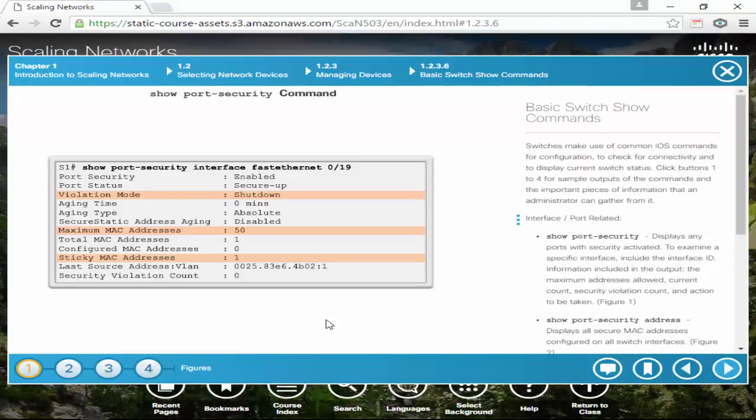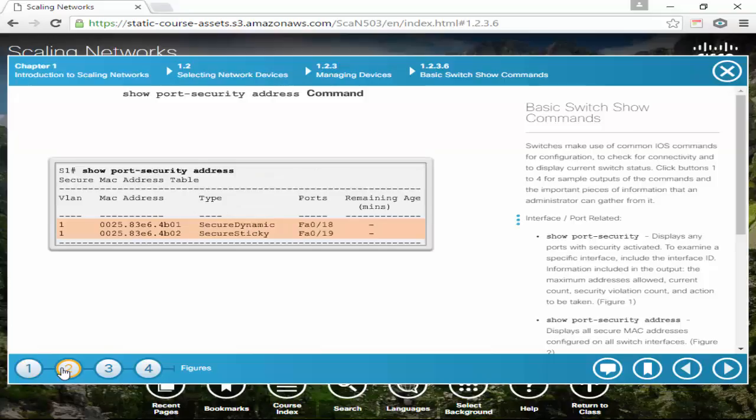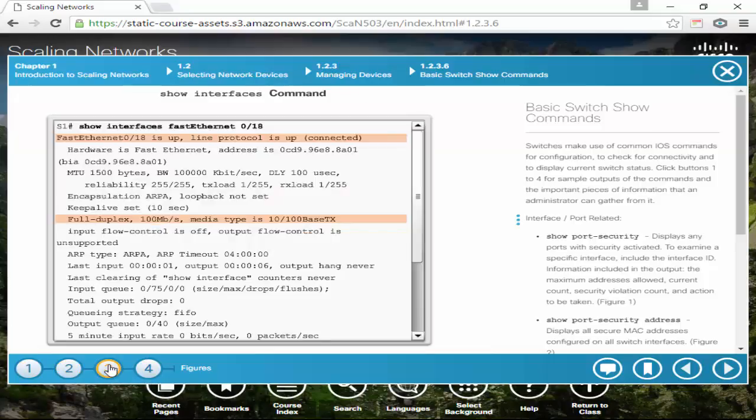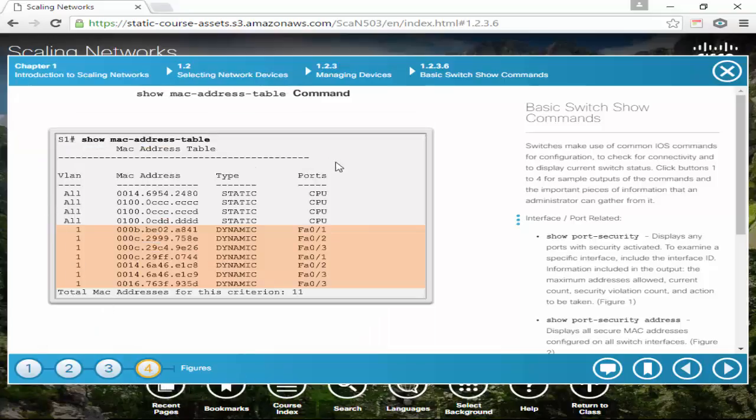Some switch show commands. Let's see what we got. Show port security is going to show if we have layer 2 security enabled, right? Show port security address, more about layer 2 security. Show interfaces FastEthernet. What is this going to show? Errors and duplex and that kind of thing, similar to the router. And show MAC address table.